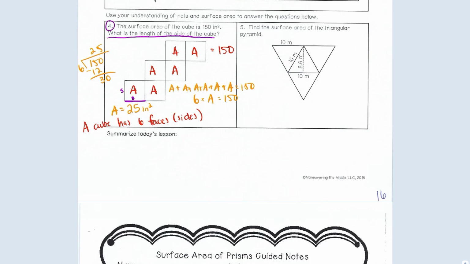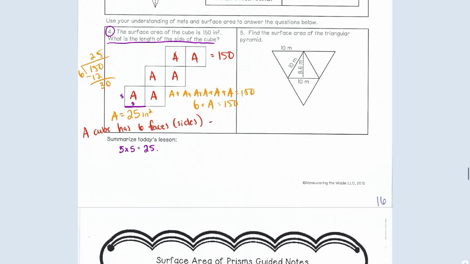Hopefully you came to the conclusion that 5 times 5 gives you 25. So I think what we can conclude here is that the length of the side of the cube is 5 inches. And that is our answer.